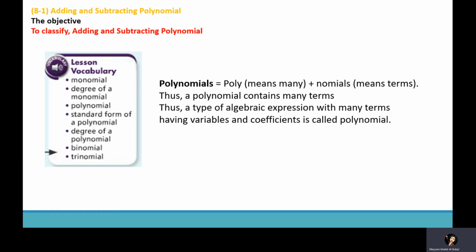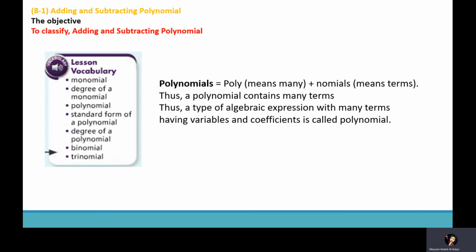In this lesson we have lots of vocabulary to learn, and I don't think that you have an idea about them before, because I have been teaching you 3 years, so I don't think that you have any idea about polynomials. So first of all, what is a polynomial?